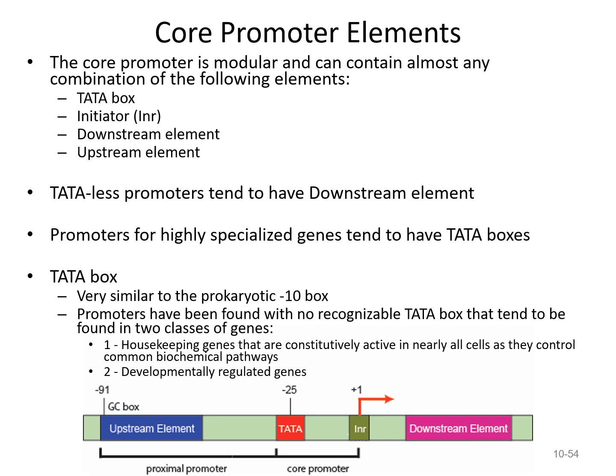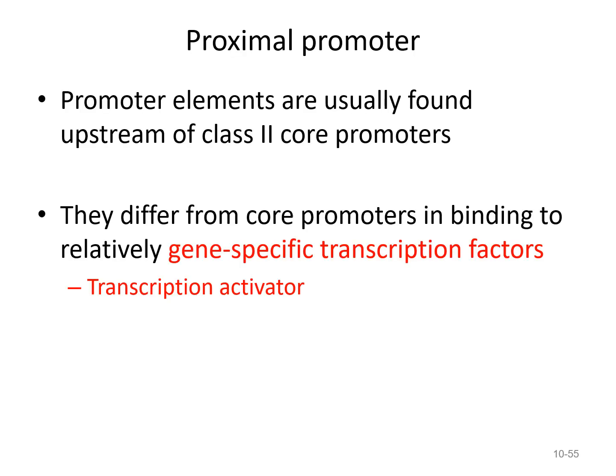The initiator box is a sequence found at the site where the transcription starts, and at -25 is the TATA box. That's the place where the TATA binding protein will bind. And the GC box has a consensus sequence GGGCGG. They bind the transcription factor SP1. The proximal promoters are usually found upstream of the class 2 core promoter. They differ from the core promoter in binding to relatively gene-specific transcription factors, which are the transcription activators. So these are the specific features of the class 2 promoter.